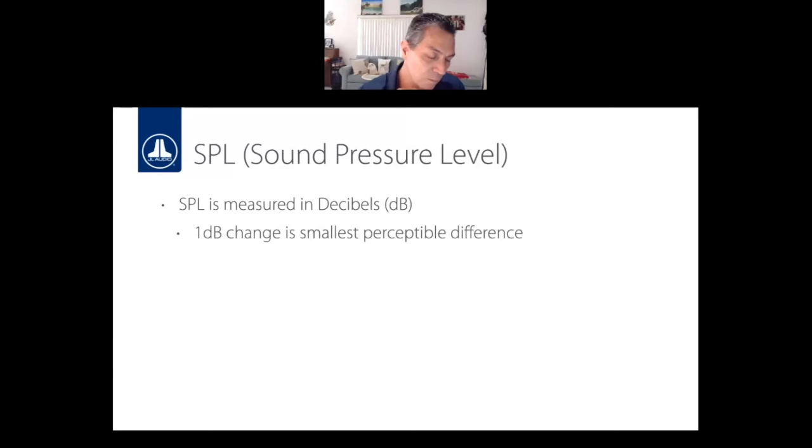Speaking of changes, let's talk about what these changes sound like. We measure SPL in dBs or decibels, and decibel by definition is 1/10 of a bell. Deci is a tenth. So this is a logarithmic scale. So as you start going from small numbers to big numbers, the changes are dramatic.